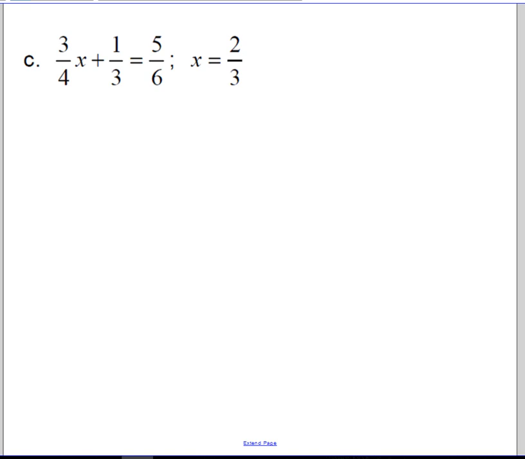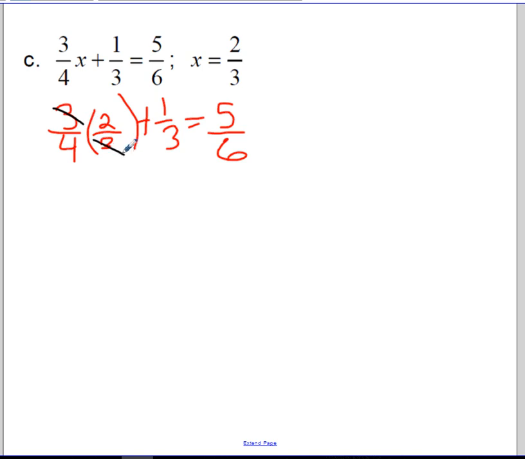And now we have one where we are using fractions. So we'll have 3/4 times x, or 3/4 times 2/3. And we're adding 1/3 to that. And we need to know if that equals 5/6. So is 2/3 the solution? Well, for my fraction, I see that I have a 3 on the top and a 3 on the bottom, which leaves me 2/4. They're both even, or 2 out of 4 is 1/2. So that simplifies to 1/2.